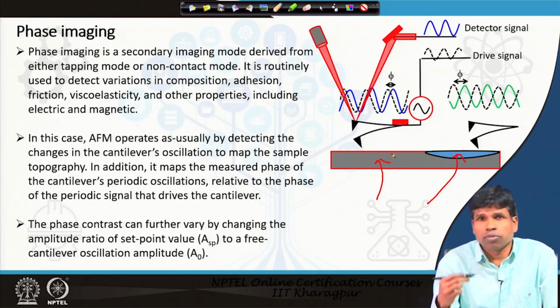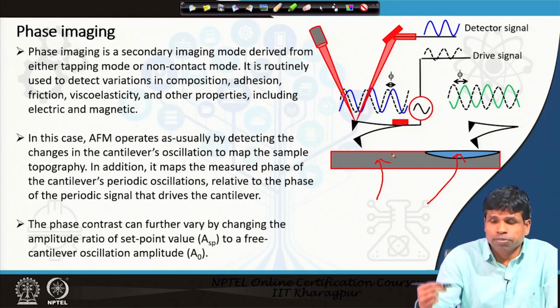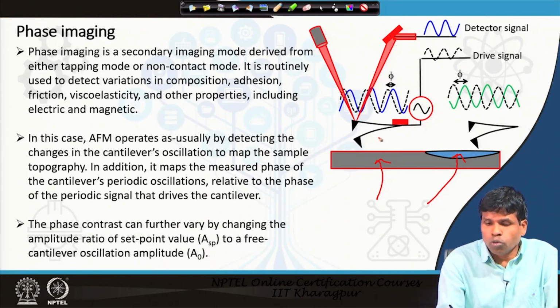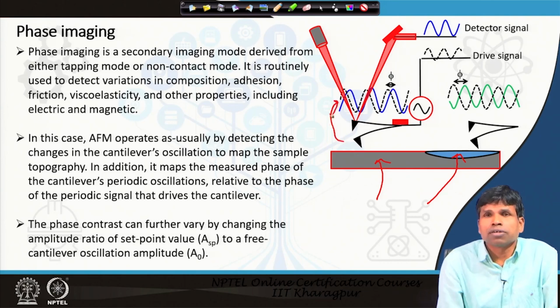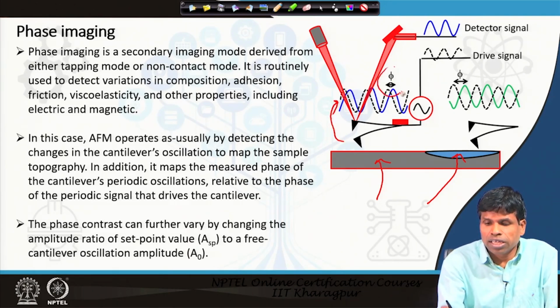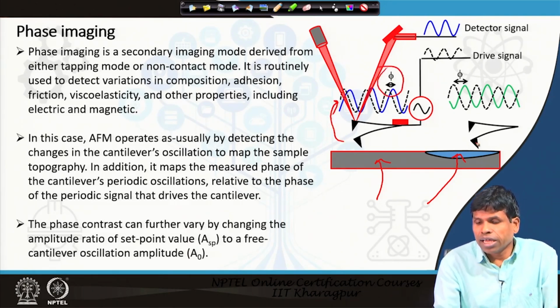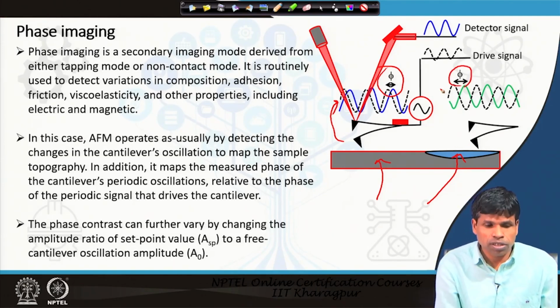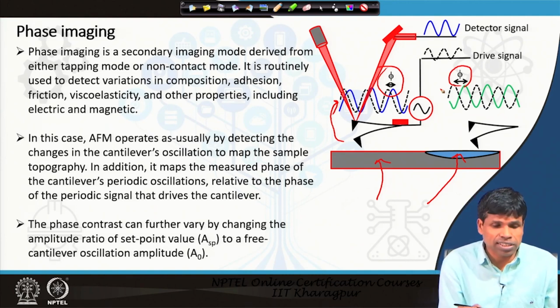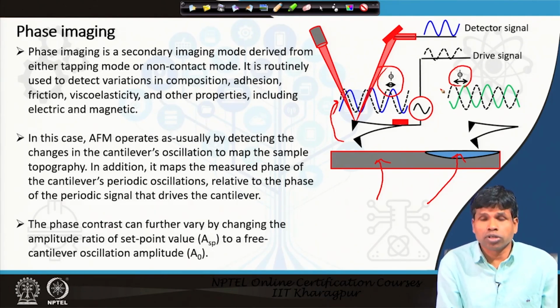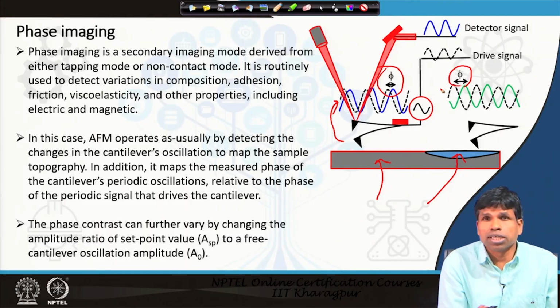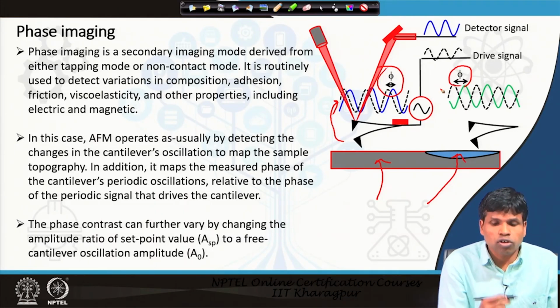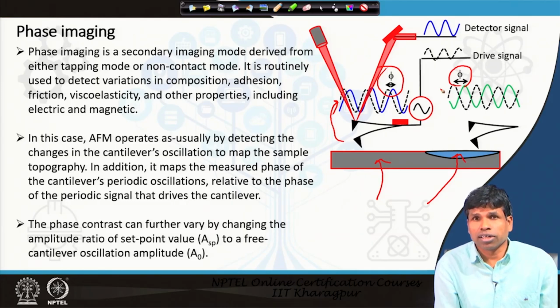Now, when the tip keeps on oscillating with a particular resonance frequency, one type of phase shift occurs here. The phase shift value here is one, and there is another phase shift value elsewhere. The phase shift will not be the same when it goes to another kind of material. So, the phase shift will be different. We can measure that phase shift, and it can tell us about the variation of composition, adhesion, friction, viscoelasticity and other properties, including electric and magnetic properties.